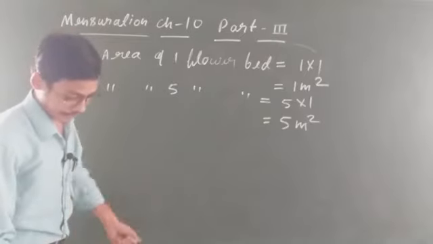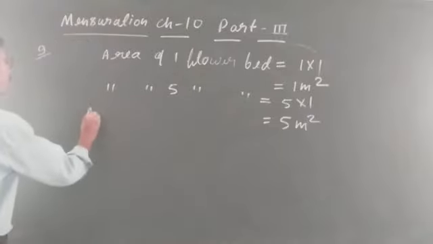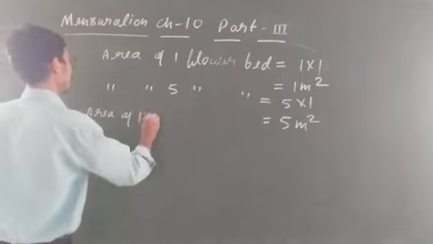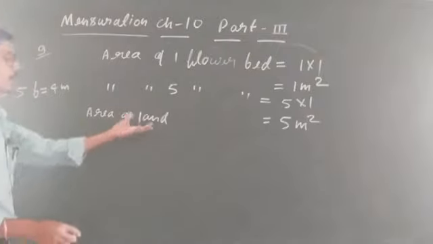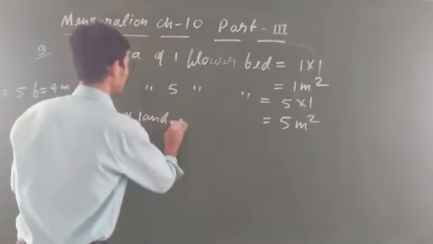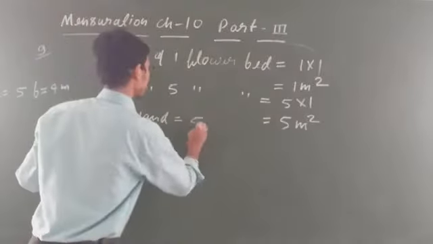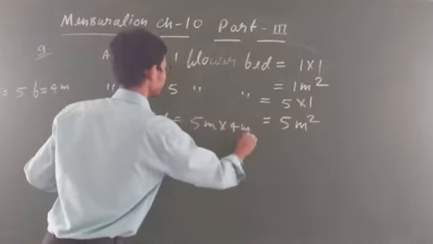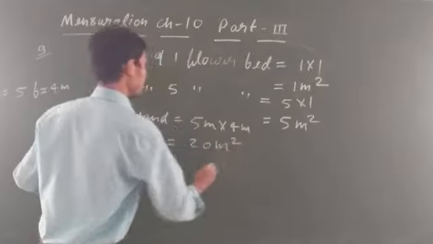Now next, what is given? The land is 5 meter long and 4 meter wide. Now we know that we have to find the area of the land. What do you have to find? Simply the area of the rectangle. Area of land equals L into B, that is 5 meter and 4 meter. So this will become 20 meter square.